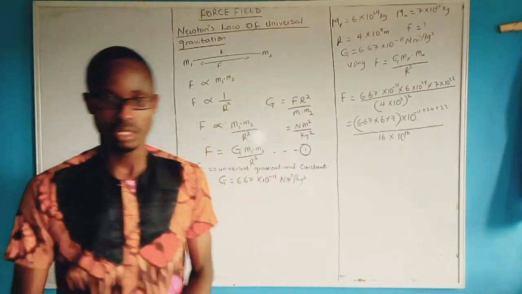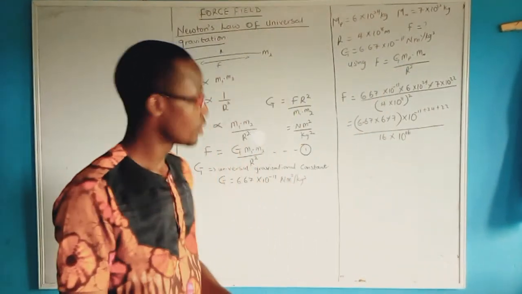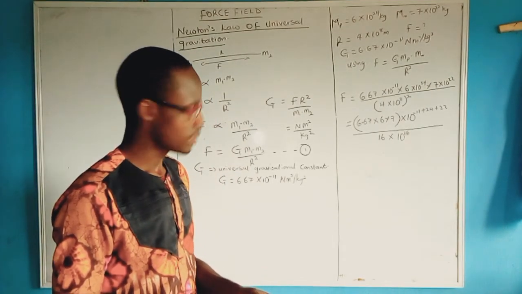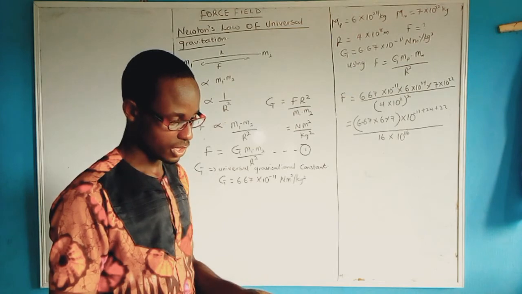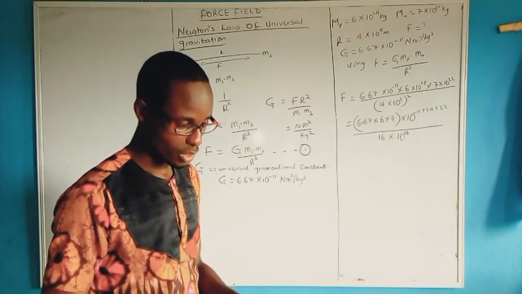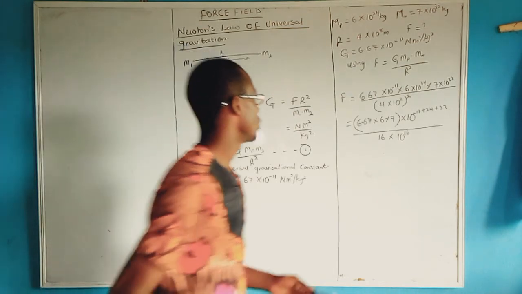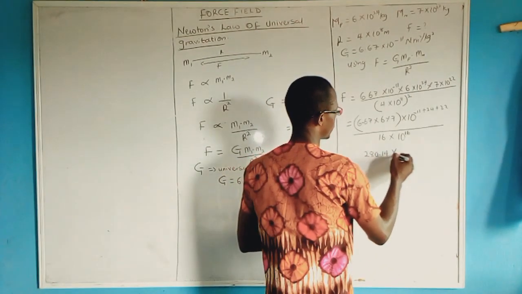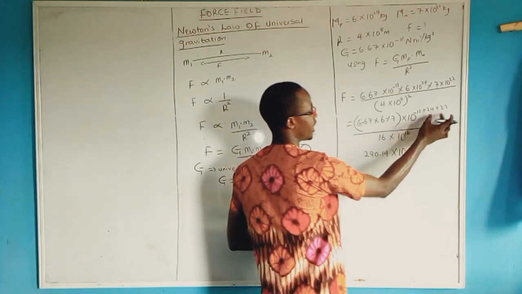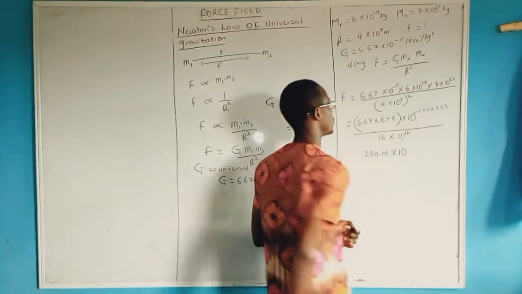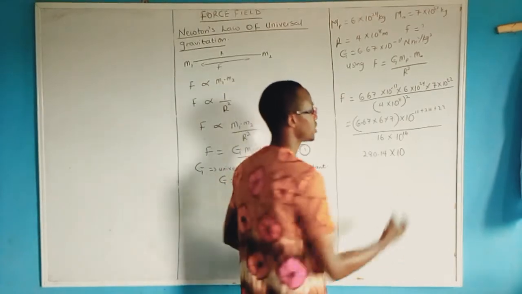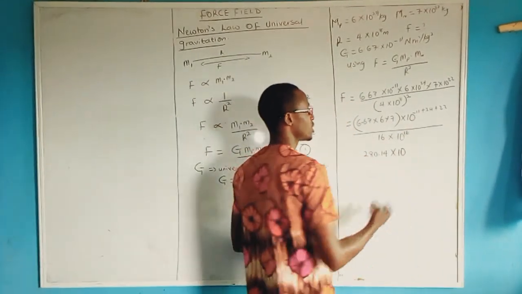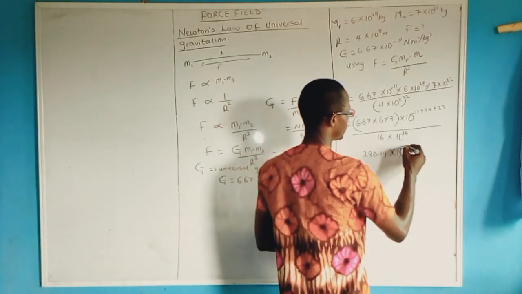So applying the calculator, let's see how it goes. 6.67 times 6 times 7 gives us 280.14. I have 280.14 times 10 raised to the power n. When I add 24 plus 22, that gives me 46. So minus 11 plus 46 is going to give you 35. So I'm going to have 35.